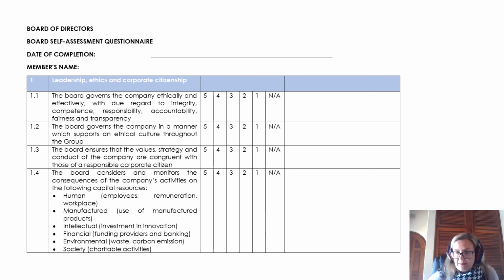It talks specifically about the six capitals in 1.4, so you're going to need to be able to explain this information to the board, but it is more to give you an academic understanding of what some of these evaluations can look like.